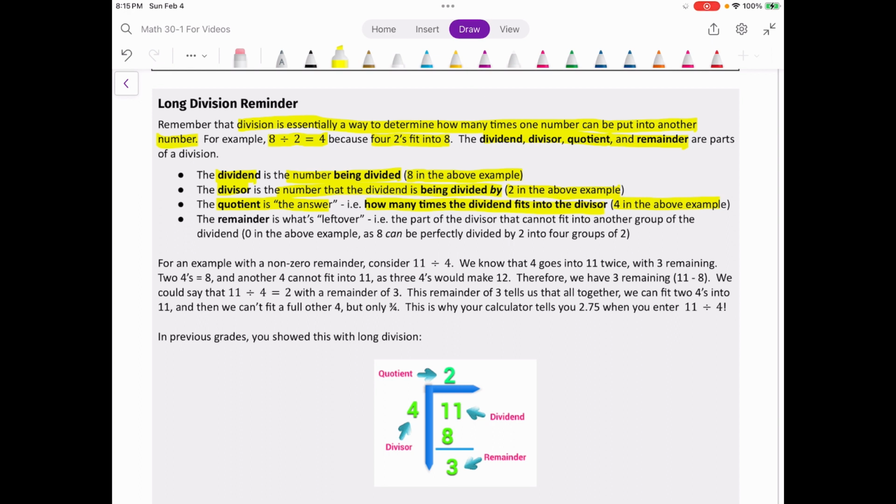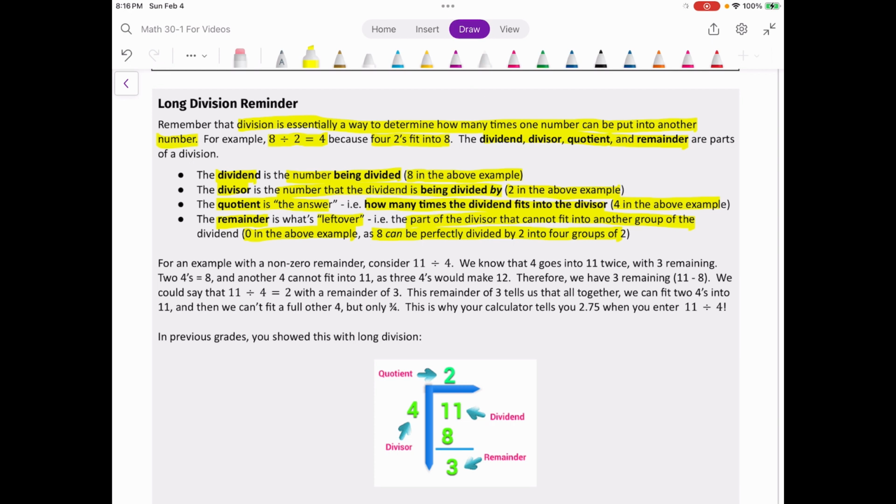And then we have something called the remainder that you haven't talked about much in a while, right? But the remainder is what's left over. It's how much of the dividend cannot fit into another group of the divisor, right? So in this 8 divided by 2 equals 4 example, 0 is actually our remainder because 8 can be perfectly divided by 2 into 4 groups of 2, right? We can take 8 and split it up into 4 different groups of 2, okay? So our remainder is 0.